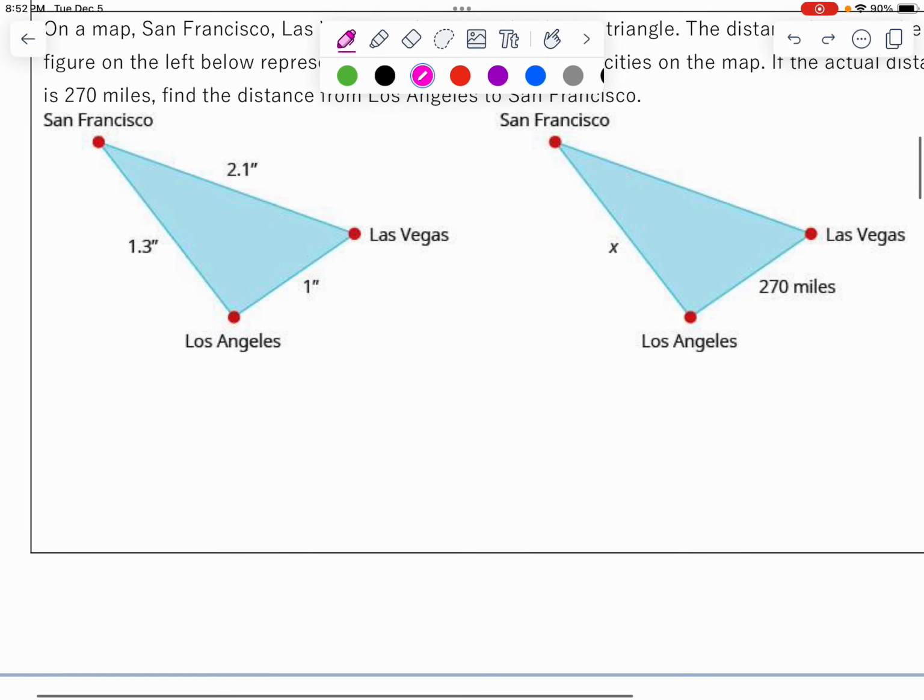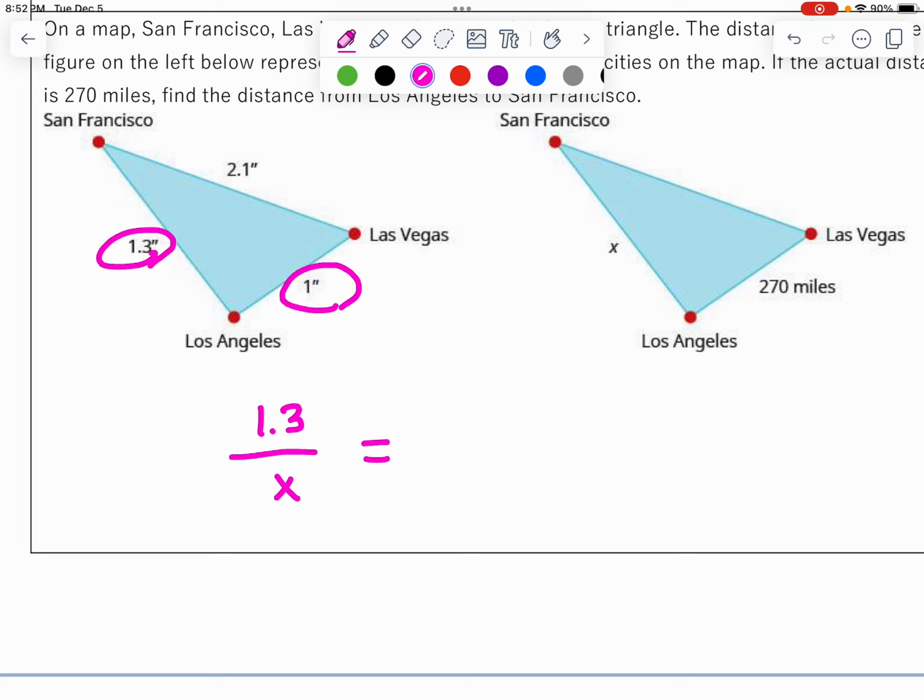If I say 1.3, what does that compare to on the other figure? X. There you go. And that's got to equal 1 compared to 270. Notice I didn't bother with the 2.1 because we weren't asked about that side.